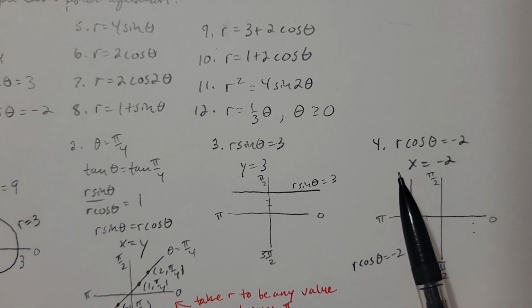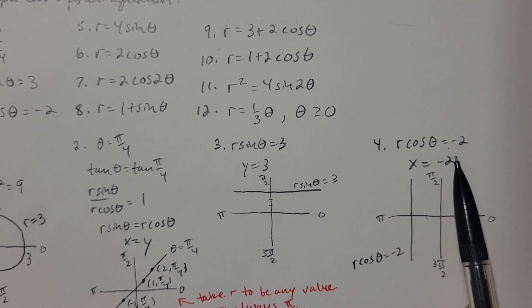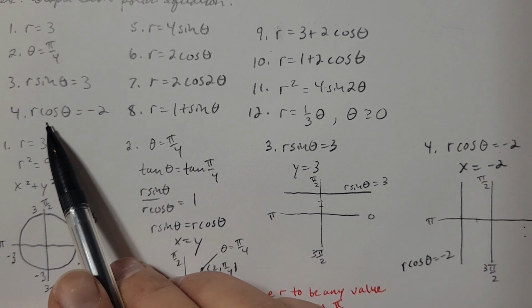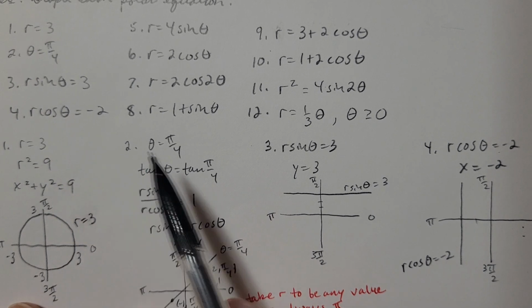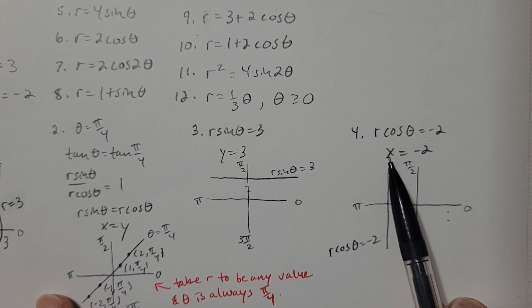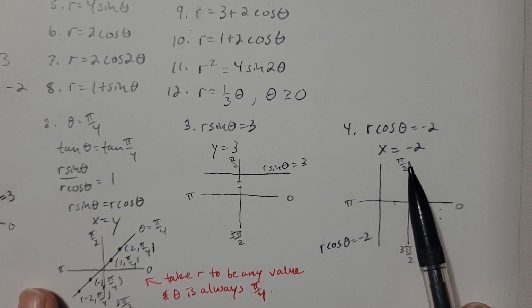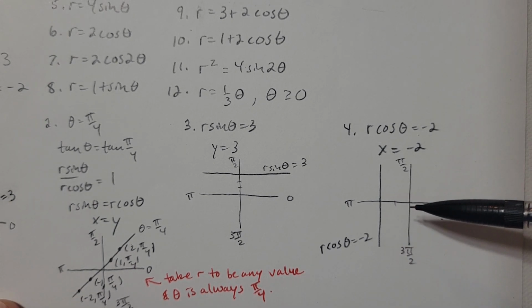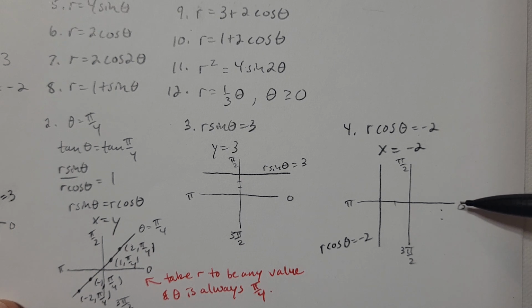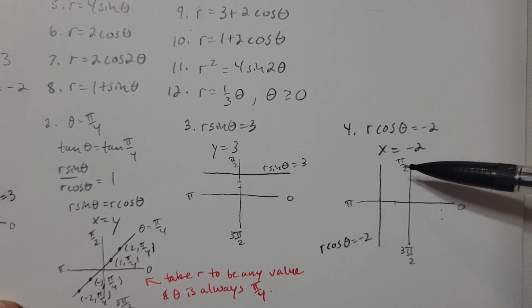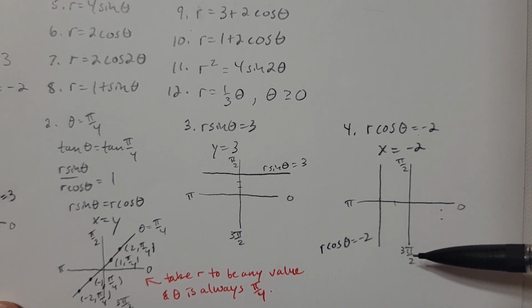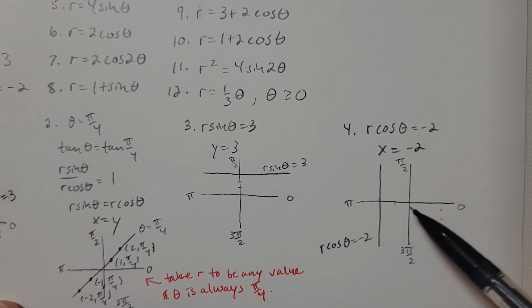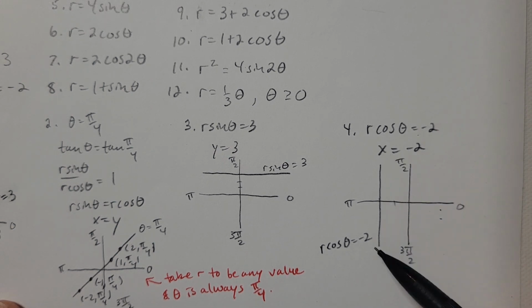In problem 4, we got r cosine theta equals -2. R cosine theta is the same as x, so really I'm graphing the vertical line x equals -2. I've got my polar grid here: the 0 radian axis, the pi over 2 radian axis, the pi axis, the 3 pi over 2 axis. Go out 2 units there and make this vertical line. So r cosine theta equals -2.